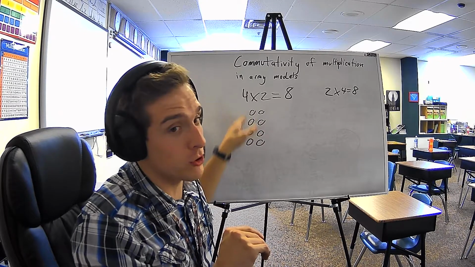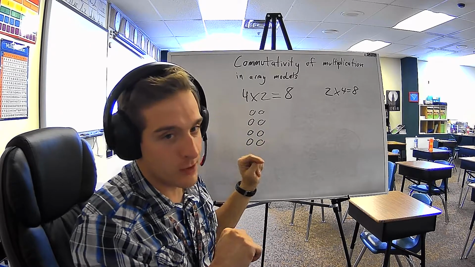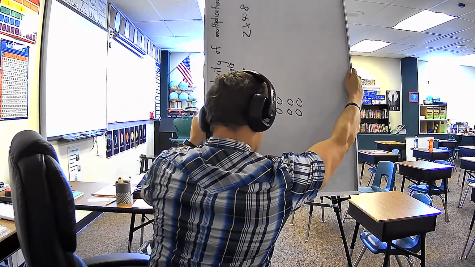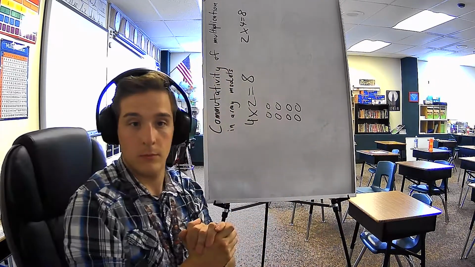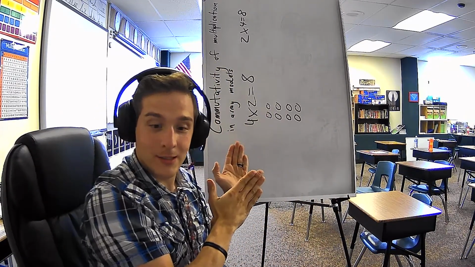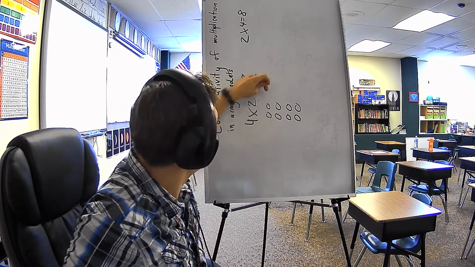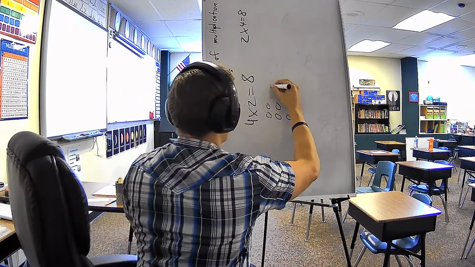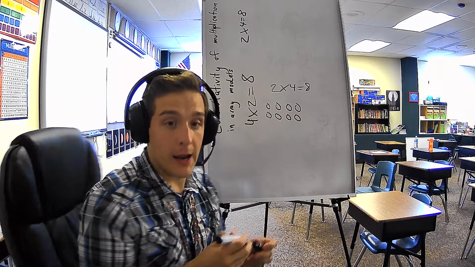But right now, this shows 4 groups of 2. I can make this show 2 groups of 4. Go ahead and watch real quick. If I turn the board sideways, you can now see I have 2 groups with 1, 2, 3, 4 in each one of them. So I could say that 2 groups of 4 will equal 8.